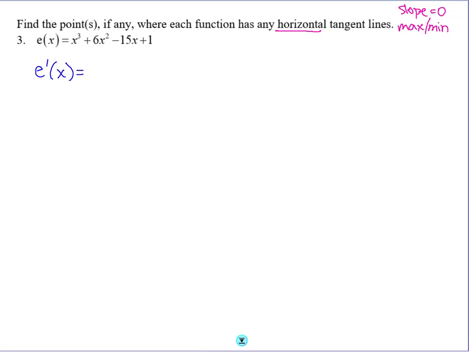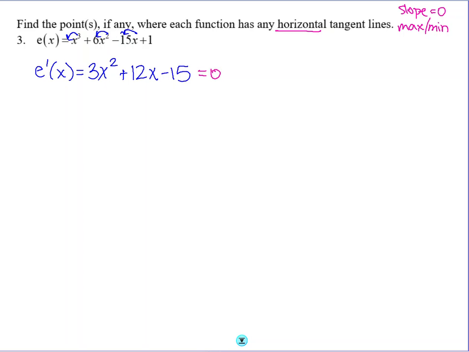Again, we're going to use the power rule. Take the exponent, multiply it with the coefficient, decrease the exponent by 1, so our derivative is 3x squared plus 12x minus 15. We want to know where the derivative equals 0. So we need to solve this equation, 3x squared plus 12x minus 15 equals 0.